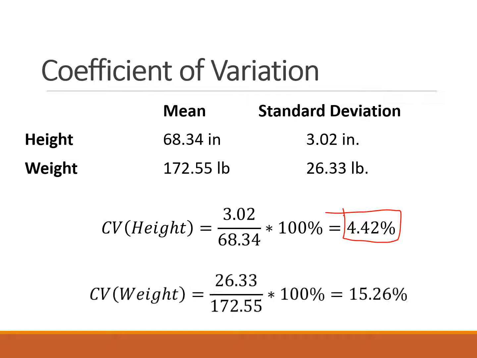Same thing for the weights: 26.33 divided by the mean weight of 172.55, coefficient of variation of 15.26%. We can see this is a lot larger than heights, which makes sense. We see a lot more variation in people's weights than we do in people's heights.